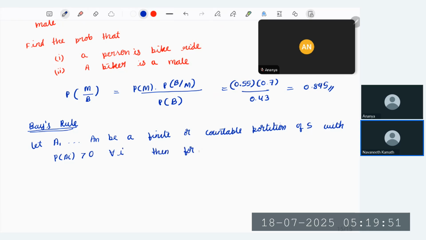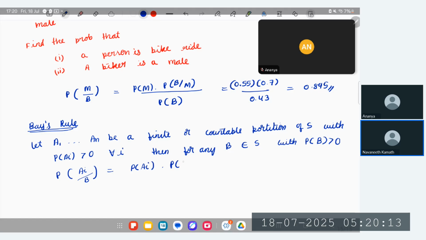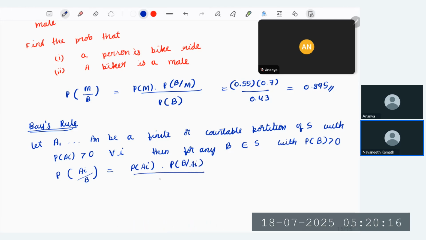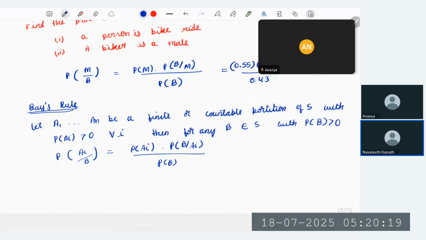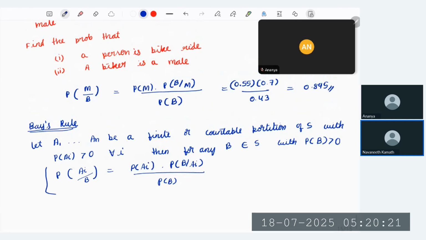Then for any event B belonging to that sample space with probability greater than 0, the chance of being A given B, that is a conditional probability, is equal to P of Ai and P of B given Ai divided by P of B. This is the rule which we used. This is only applicable when you know the total probability value, then you can apply the total probability here. This is the total probability.